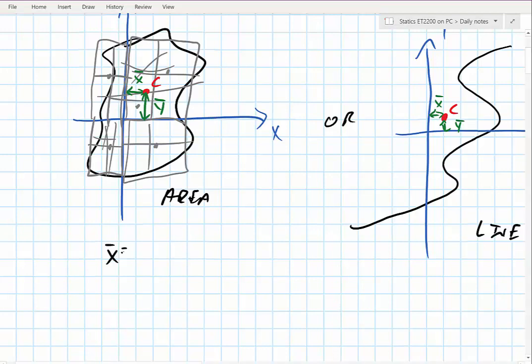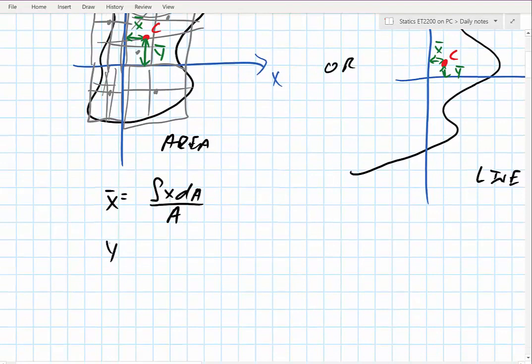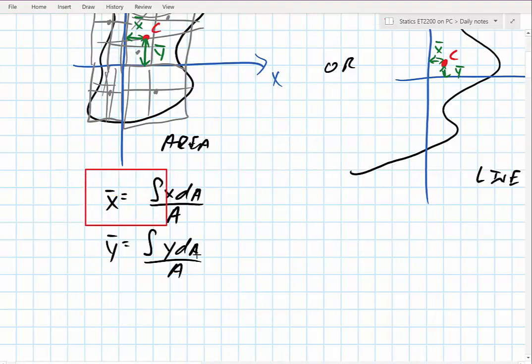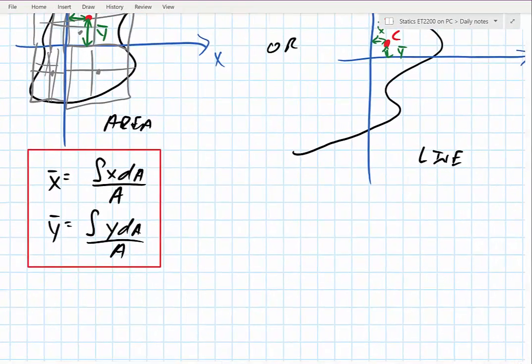So this would be the definition of our centroid. The x bar is going to be the integral of x dA, so our x distance over is a function of the area, divided by the total area, and our y bar would be equal to the integral of y dA over the total area. Now we aren't actually going to do integration today. We are going to do integration in the second part of this video. So if you want to see the integration piece, jump to the next video.